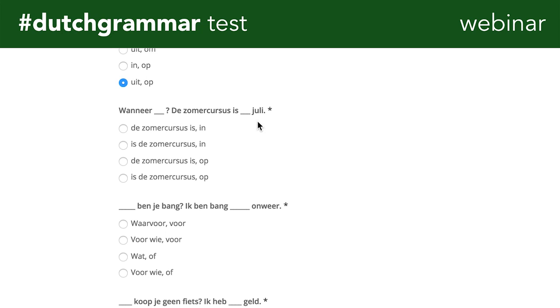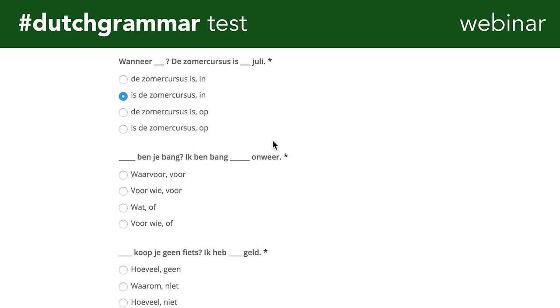With a question, we have inversion. So after the question word, we put the verb is. So 1 and 3 are incorrect. Juli is not a specific date, it is a month. Then we use in. And by the way, our summer school is not only in July, we have 4 possible arrival dates in July, but also in August.